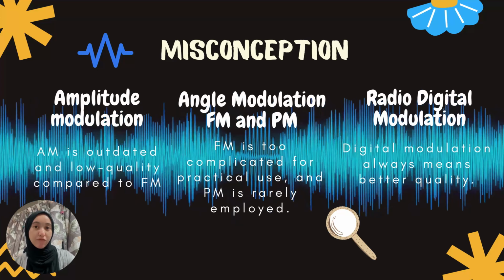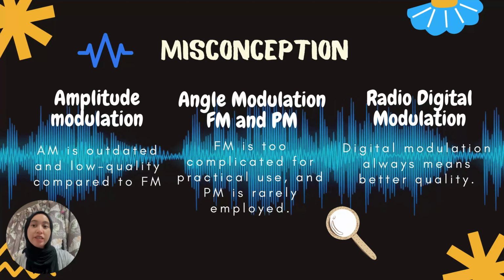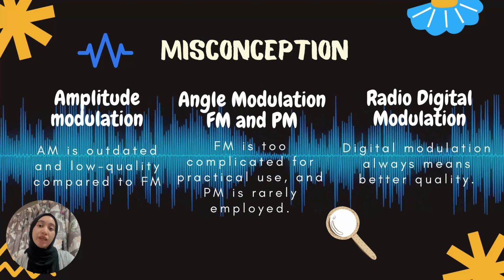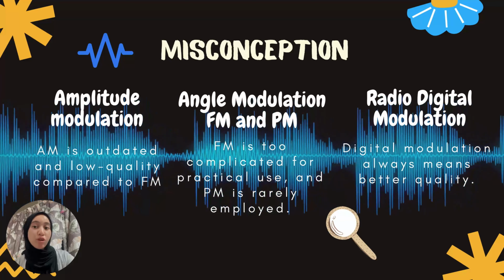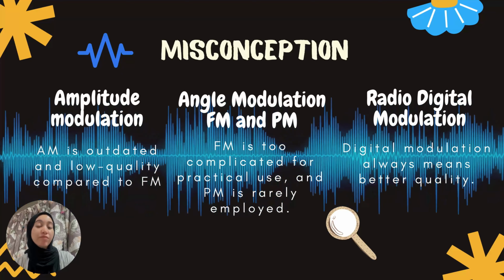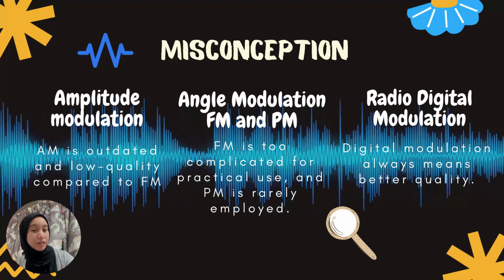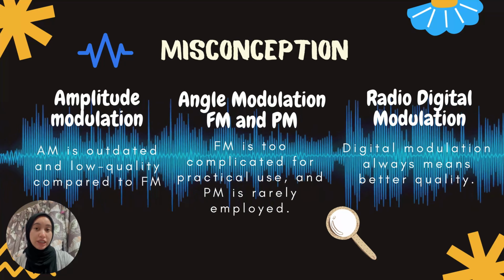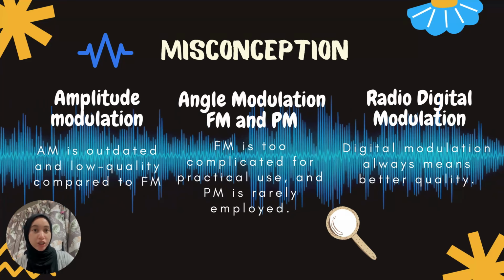The last one is radio digital modulation. Digital modulation means better quality. Even though it can provide a clearer signal and allow for more efficient use of the spectrum, that does not mean it is a very good system. In some cases, we prefer to use analog signals compared to digital signals. It actually depends on the user's preference.